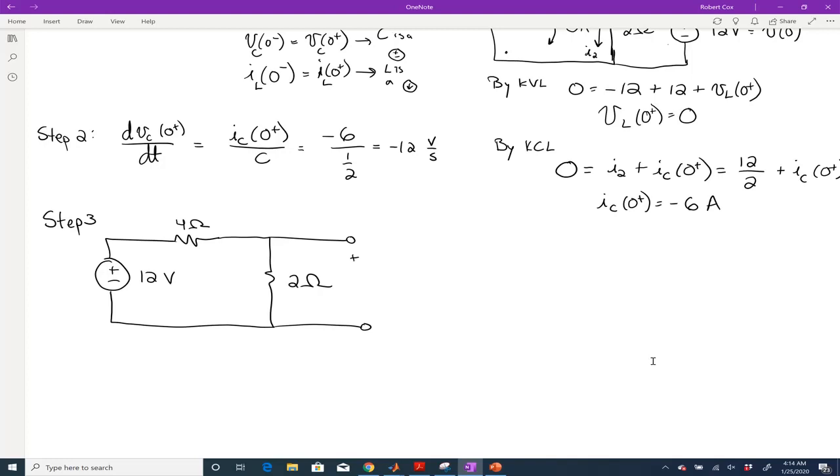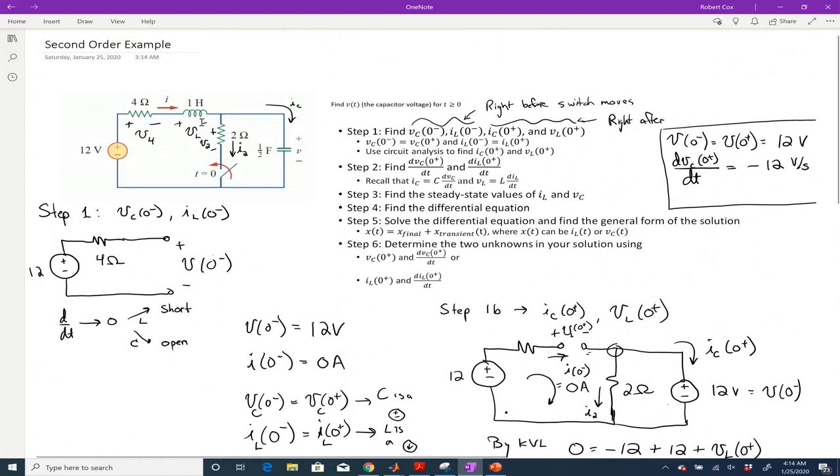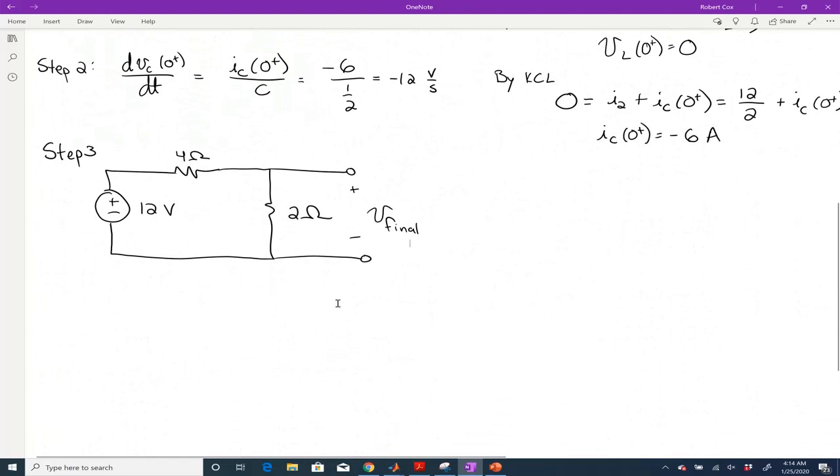So here is the, I guess I'll write it this way, the final circuit, like that. Okay, so that circuit is basically just a simplification of my original circuit where I've replaced the inductor with a short, the capacitor with an open, and this switch is closed now, so this branch is in the circuit. So that tells me I can use the voltage divider relationship to figure out V final.